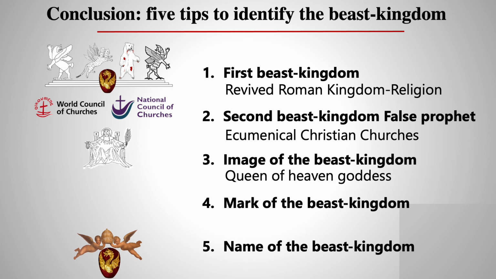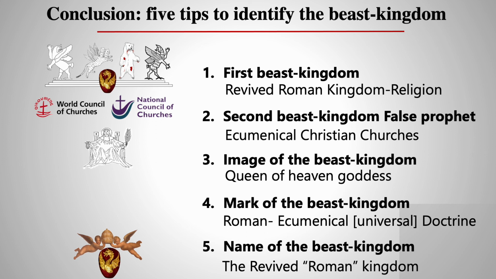The image of the beast represents the Queen of Heaven goddess that made Israel sin by bringing her into the first temple that was dead and brought back by the ecumenical councils. The mark of the beast represents the doctrine of Rome versus the doctrine of God that was created by the ecumenical councils. The name of the beast represents the revived Roman kingdom and its religion, because the entire book of Revelation warns us about a kingdom that is crowning the dragon.